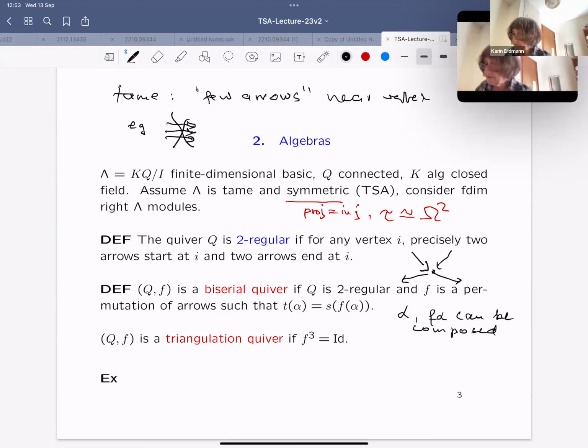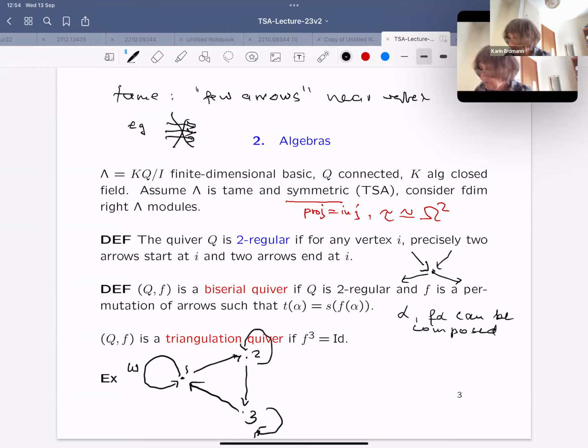And so sometimes it happens that, okay, I should do an example here. I have a small example. Omega, 2, 3. And here I have another. So it should be a 2-regular quiver here. Epsilon, rho. And here are alpha 1, alpha 2, alpha 3. So we could have F, written as a permutation of arrows, be alpha 1, alpha 2, alpha 3.